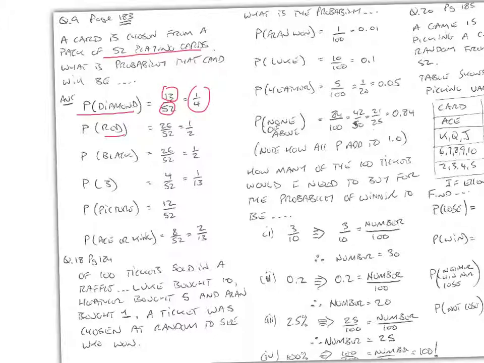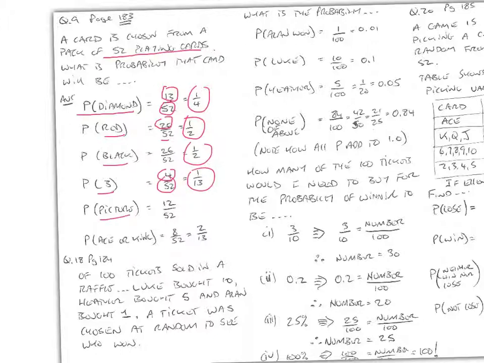A red: the number of reds between the diamonds and the hearts is 26, 13 in a suit, 4 suits in a pack, 1 in 2. Black, same thing. Probability we get a 3? Well, we have 4 suits, there's one 3 in each of those, that's 4 of those out of 52, 1 in 13.